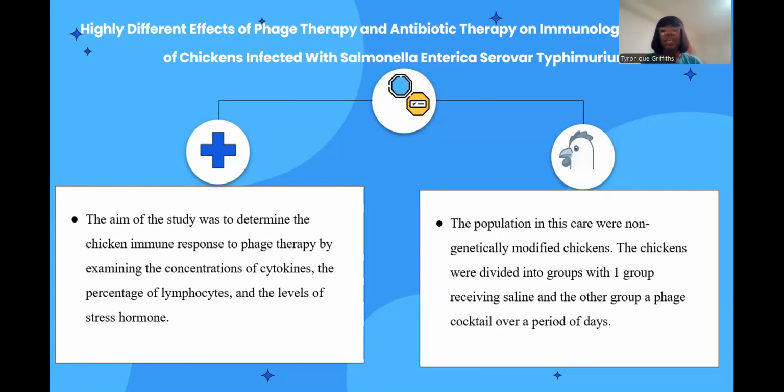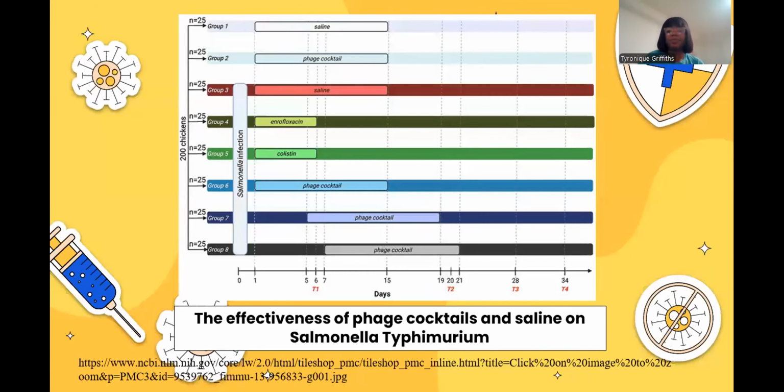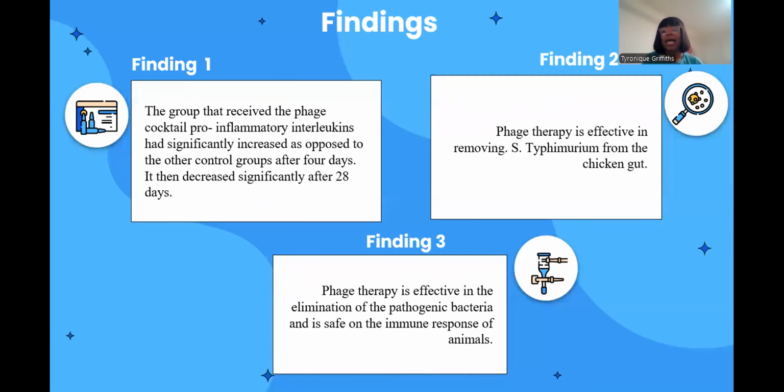The population in this case were non-genetically modified chickens. The chickens were divided into groups, with one group receiving saline and the other group a phage cocktail over a period of days. The graph shows the effectiveness of phage cocktails and saline on Salmonella typhimurium using 200 chickens, which were randomly divided into 8 groups. The results indicated that in the group that received the phage cocktail, pro-inflammatory interleukins had significantly increased as opposed to the other control groups after 4 days. It then decreased significantly after 28 days.